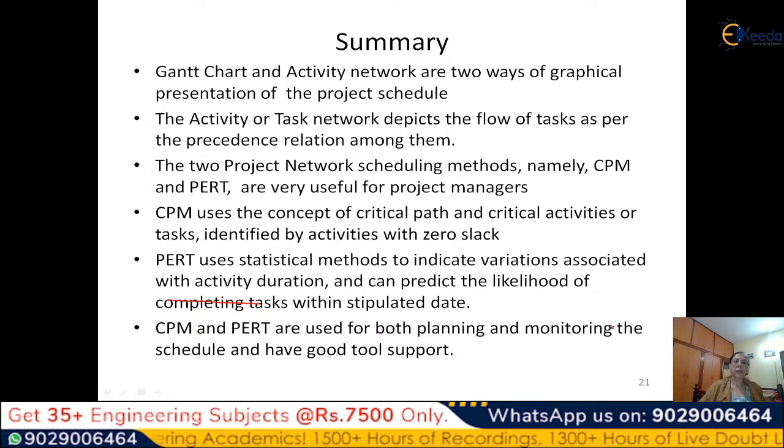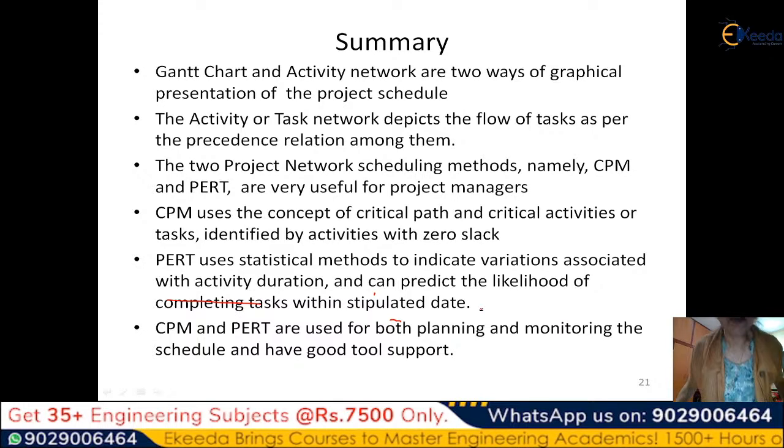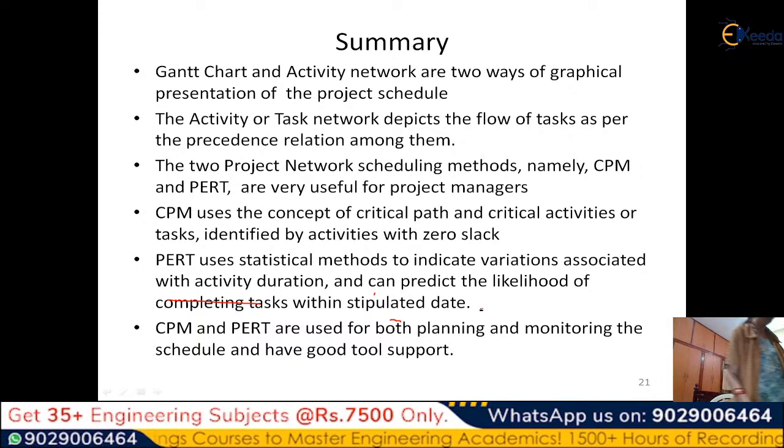Then we have gone into monitoring, how to monitor the project. So for monitoring the project, we have looked into the two methods, CPM and PERT. We determined the methods, how to do it. And we have compared them. We have done some projects on it. One minute, please.